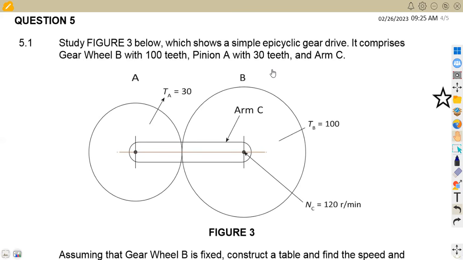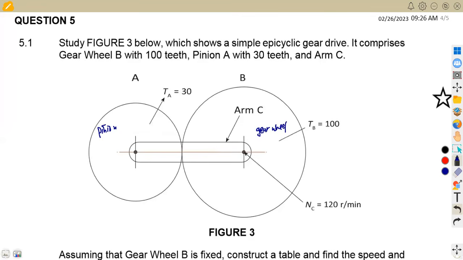All right, so we are given that study Fig 3 below, which shows a simple epicyclic gear drive. It comprises gear wheel B, so we've got our gear wheel here with 100 teeth, and a pinion. So take note, your pinion here is your A with 30 teeth, and arm C. So given the arm here, which is C. So that's what we have, guys. This is our pinion, and we have got our gear wheel here. That's our gear wheel, which is B.